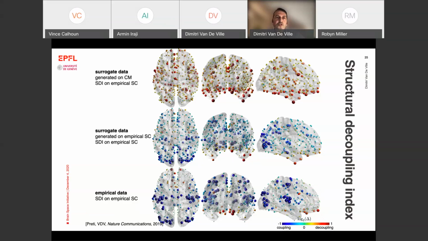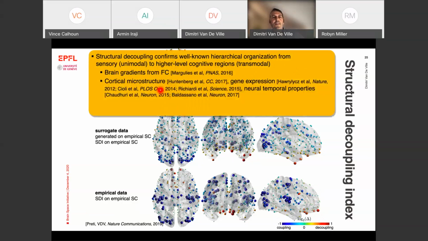So what this shows us is that structural decoupling is confirming this well-known hierarchical organization from the sensory or unimodal regions to the high-level cognitive ones, which are supposed to be, of course, much more transmodal. And this is a result that has been reported using brain gradients from functional connectivity, but also using other types of measures such as cortical microstructure, gene expression, and neural temporal properties, always showing this very same hierarchy from unimodal to transmodal regions.